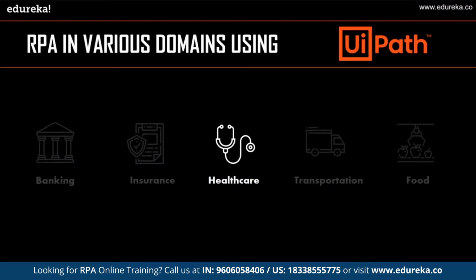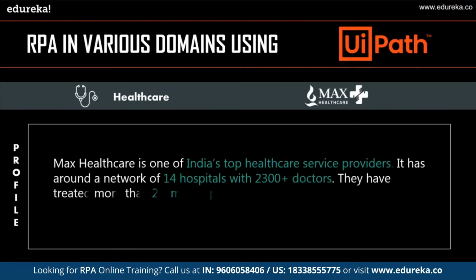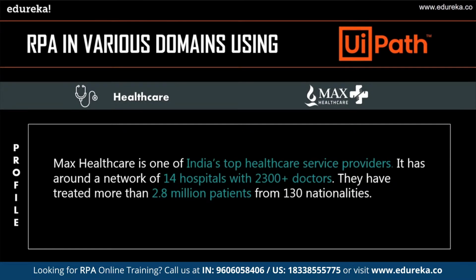So to explain to you how RPA is used in healthcare, I've considered the institution Max Healthcare. So Max Healthcare is one of India's top healthcare service providers and has a network of 14 hospitals with more than 2,300 doctors. They've also treated more than 2.8 million patients from 130 nationalities.